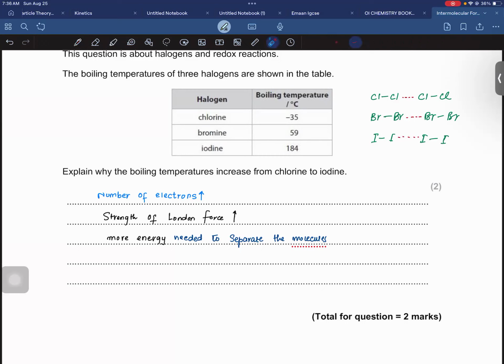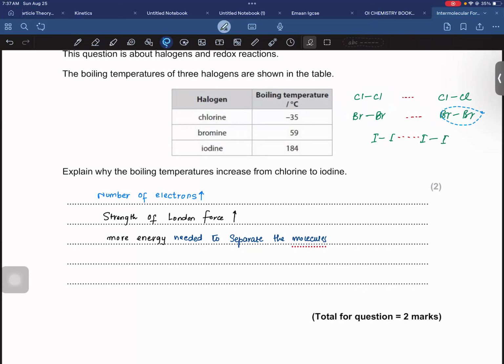Basically, this is the London force between the molecules. This is a covalent bond. We're not supposed to consider the covalent bonds if you're going to melt or boil something. It totally depends on the intermolecular force. If the intermolecular force is weaker, you can separate the molecules very easily. But if the intermolecular force is stronger, it would be necessary to give a higher temperature to the molecules so that they can be separated.